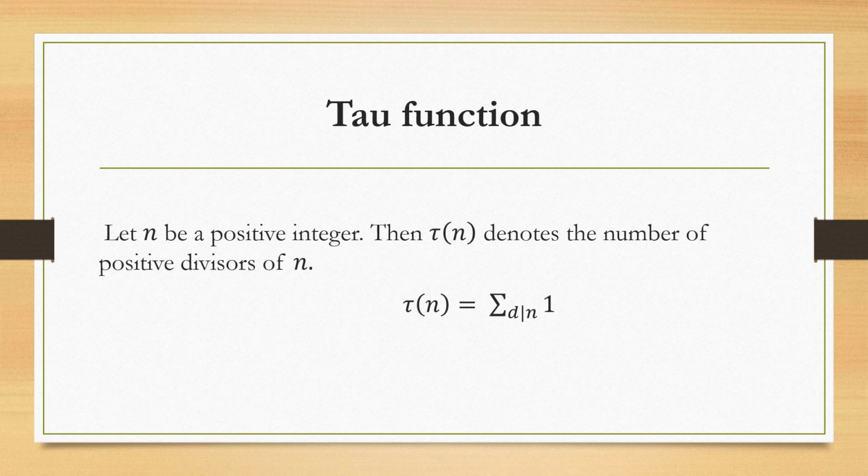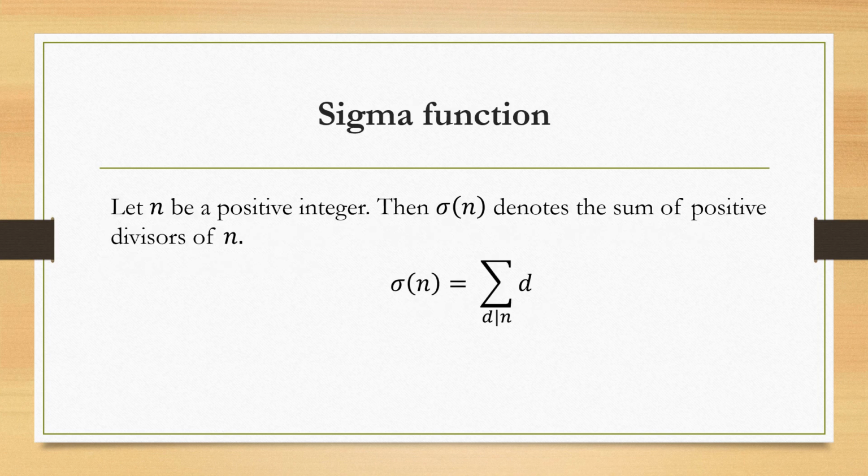The sum over d, where d divides n. Next comes the sigma function. Let n be a positive integer, then sigma of n denotes the sum of positive divisors of n. So again, sigma of n is equal to the summation over d dividing n of d, whereas in the tau function we had it as 1.